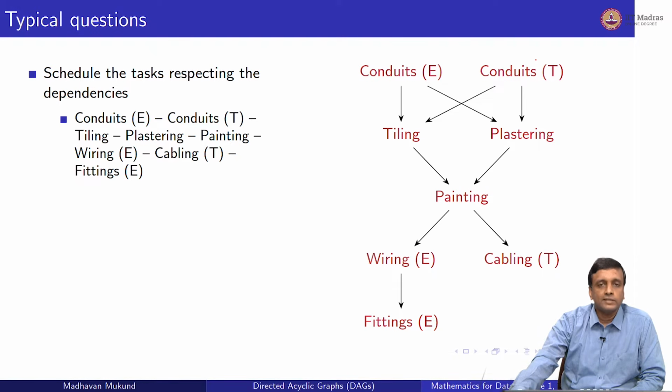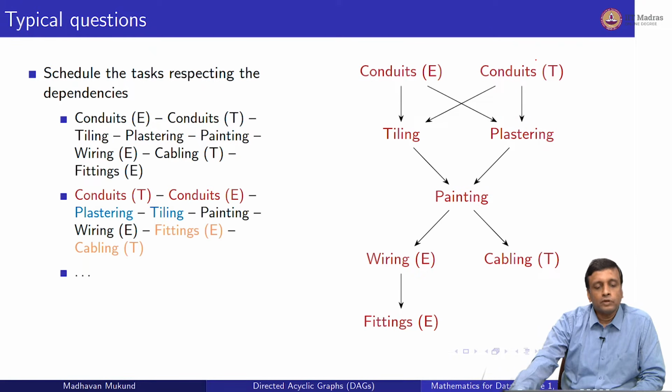But this is not the only such sequence, of course. For instance, we could have done the conduiting in the opposite order. It doesn't matter whether we do the telecom conduiting before or after the electrical conduiting. Similarly, we could take up the tiling after the plastering, because plastering and tiling don't depend on each other. And similarly, we can do the electrical fittings even before we do the telecom cabling, because they go through different conduits and they don't interfere with each other.